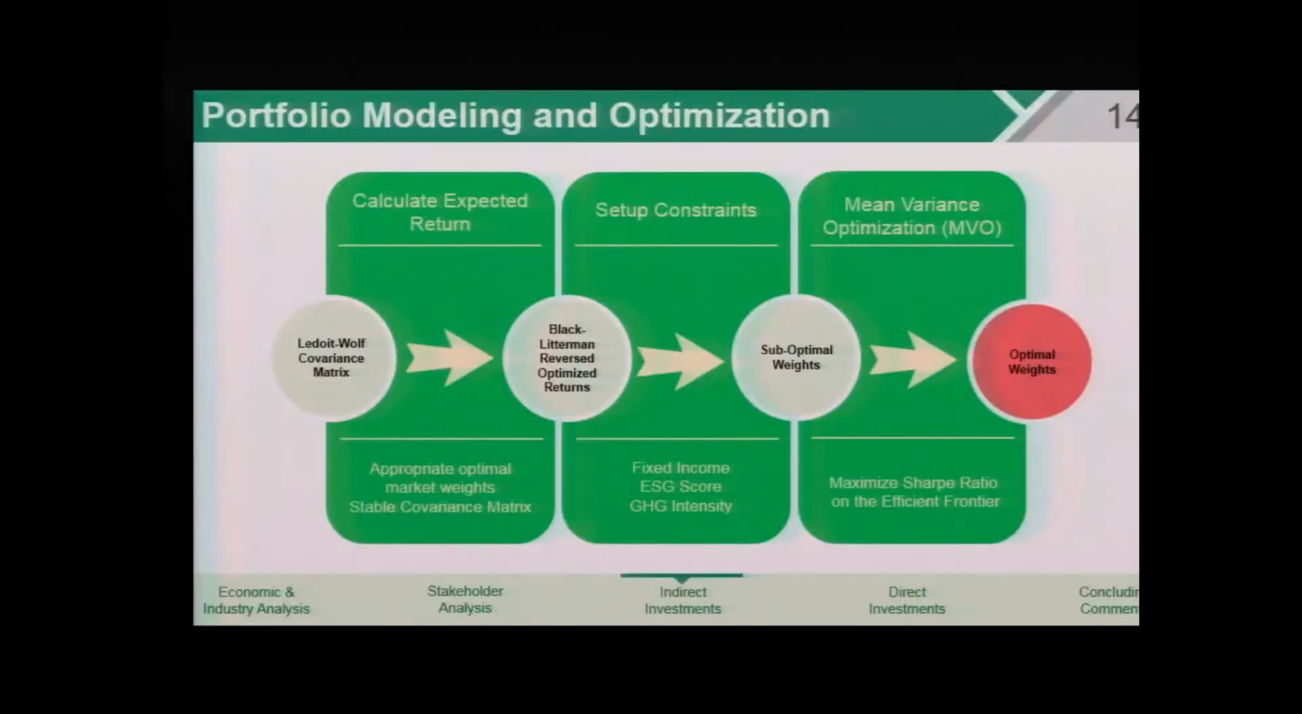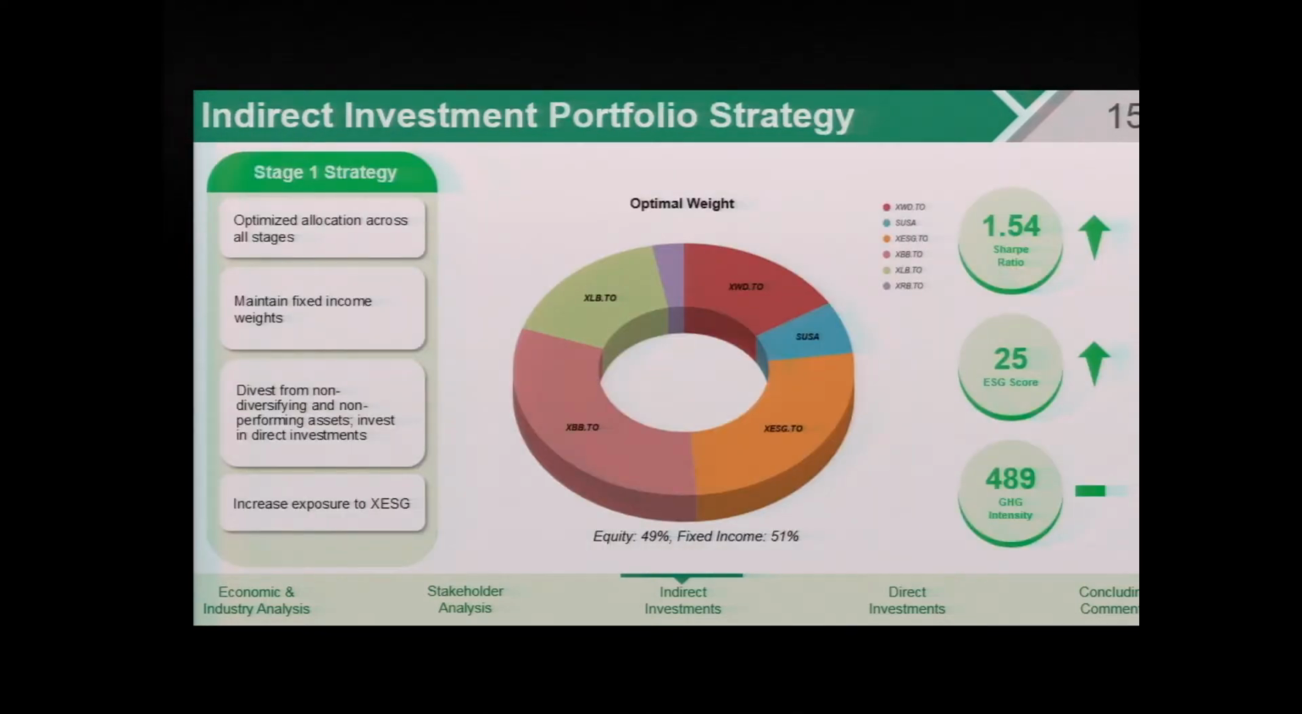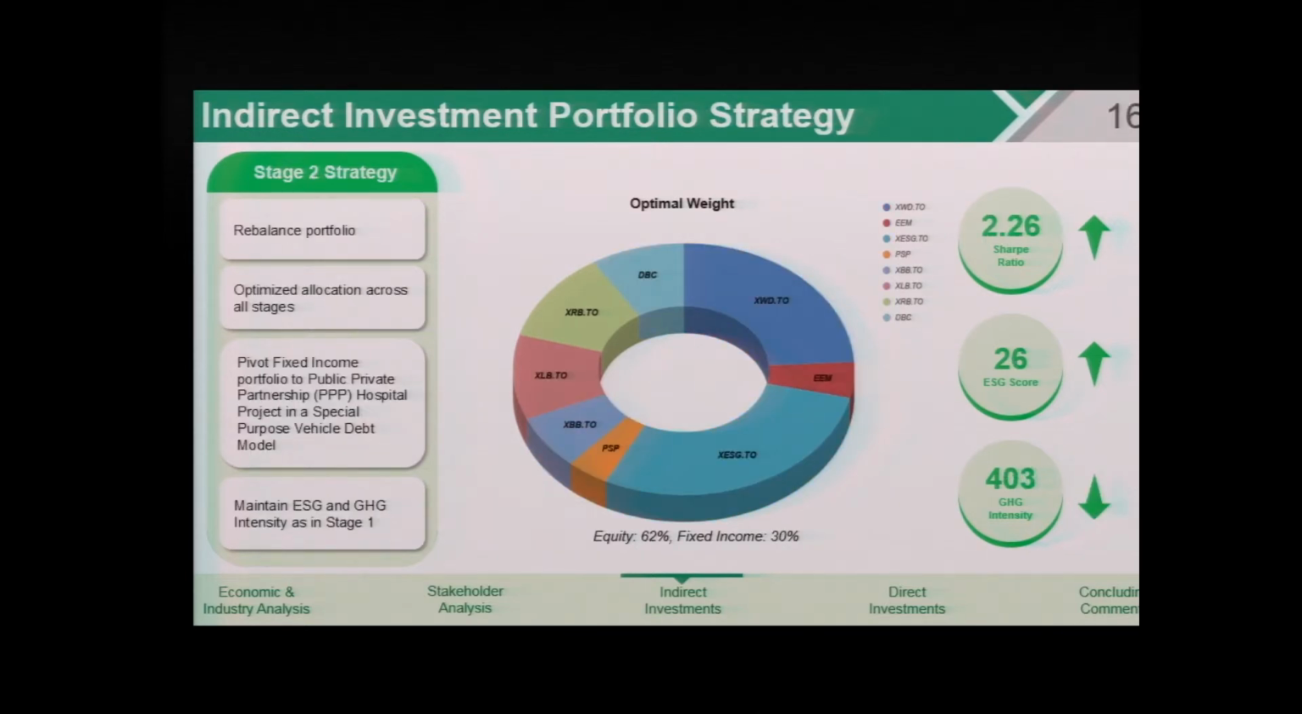So to achieve these goals, we use the model shown on the slide. With the Black-Litterman and Ledoit-Wolf model, we are able to maximize our Sharpe ratio on the efficient frontier, while at the same time partially mitigating the market risk that is faced in our portfolio. In stage one, we maintain our fixed income weight to meet the liquidity needs of the pensioners, and divest from the ETFs that give us high exposure to the oil and gas industry, and invest this balance in the direct investment portfolio. In stage two, we rebalance our portfolio and move part of our fixed income portfolio to the public-private partnership hospital project. This project will also give us fixed income that will support our payments to the pensioners.